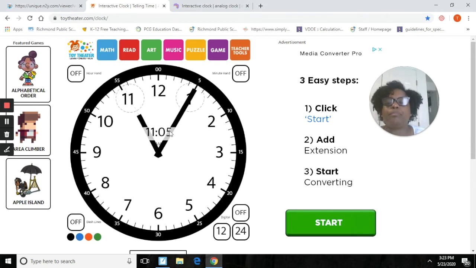Okay, so now what time is this? Our hour hand is pointing to what? It's right on the side of the 11, so it's still the 11 o'clock hour. So now we need to determine what time our clock says by counting by 5s, right? So we start where? At the 0, and then we're going to start counting by 5s. 5. What time is it? 11:05. 11:05.